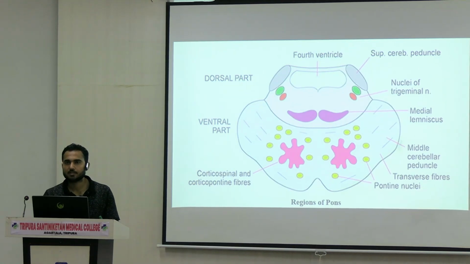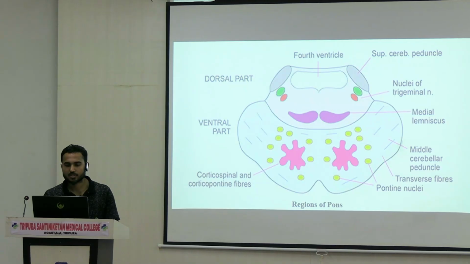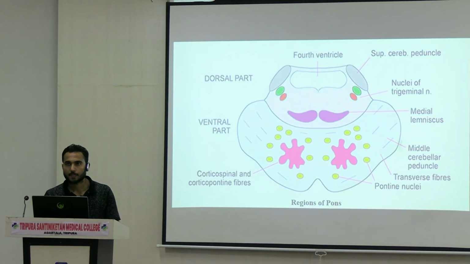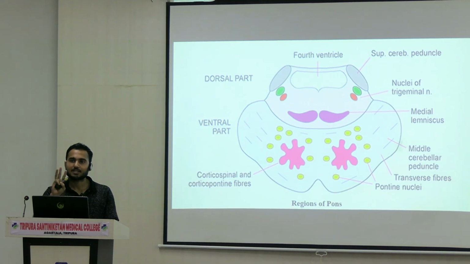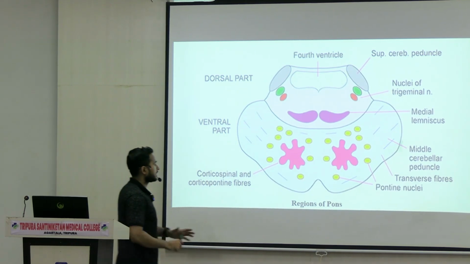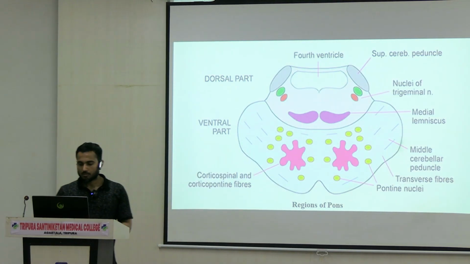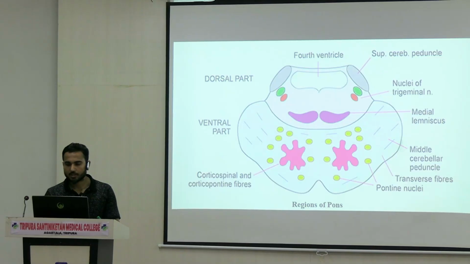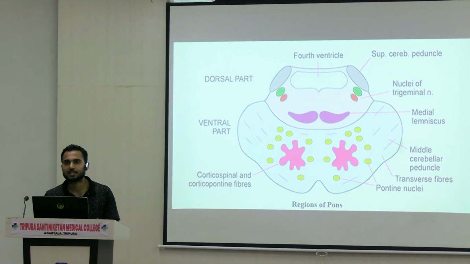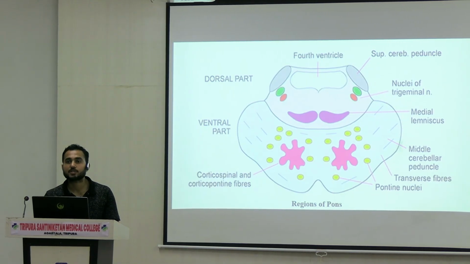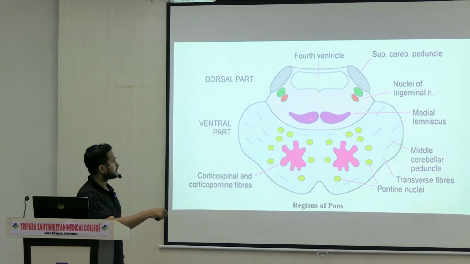Now if you see the basilar part, the anterior part, it is made up of longitudinal bundle fibers, transverse fibers and pontine nuclei. These are the three structures present in the anterior aspect, in the basilar part. Now what about the tegmental part? In the tegmental part, mainly you will see transversely running fibers, and those are called the trapezoid body. I am talking about this particular part.